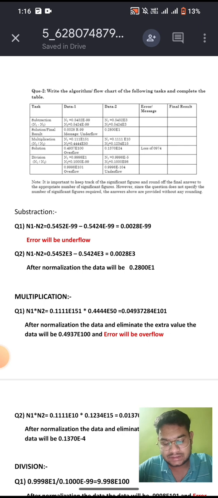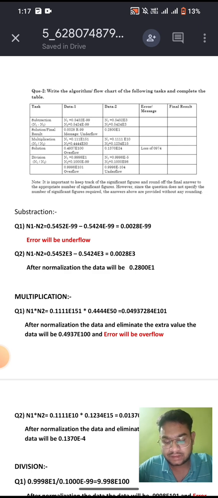Multiplication. In multiplication, there is no need to check or match the exponent. Question 1: n1 into n2 is equal to 0.1111 e151 into 0.4444 e50 is equal to 0.043972484 e101. After normalization, eliminating the extra value, the data will be 0.4937 e100, and this will go in error flow overflow.